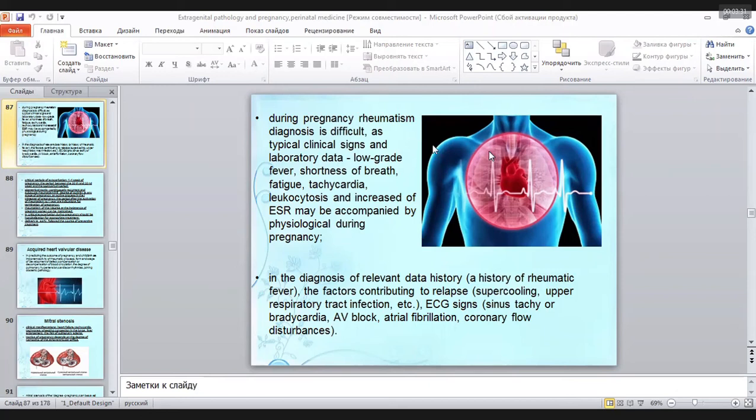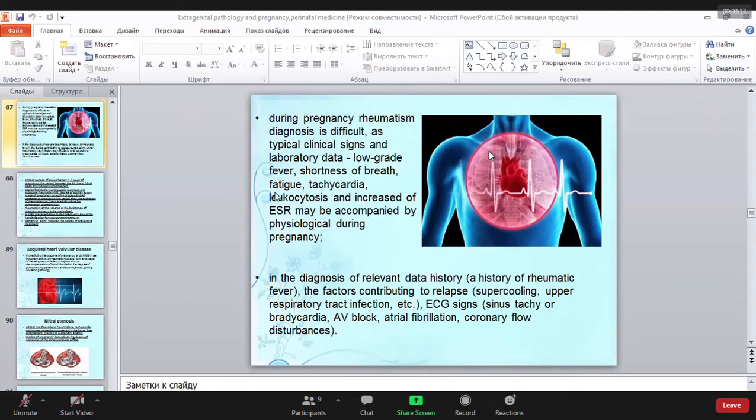Investigation of the fetal conditions, they are the same as methods of investigation of pregnant women.